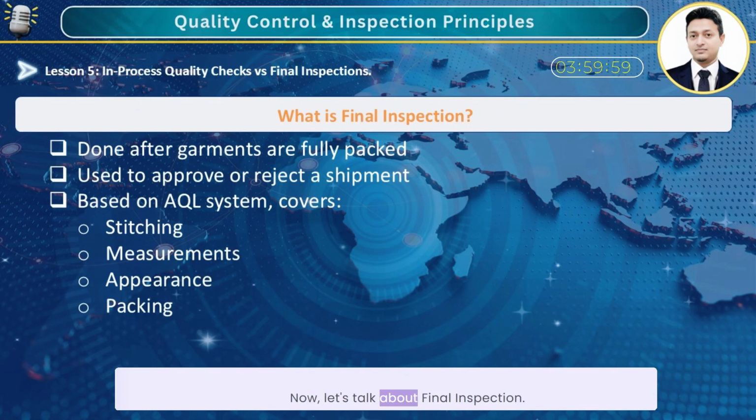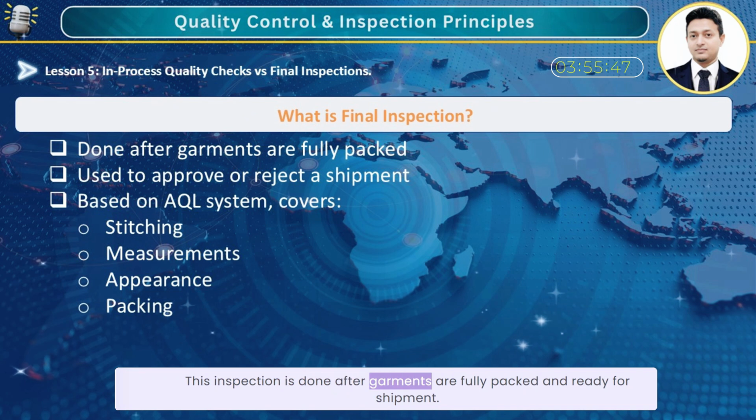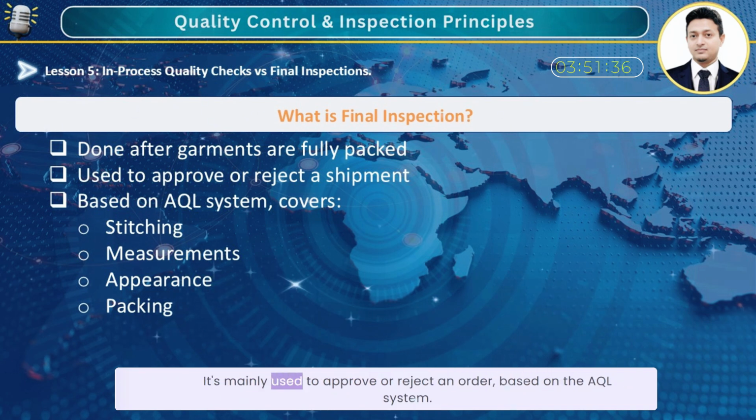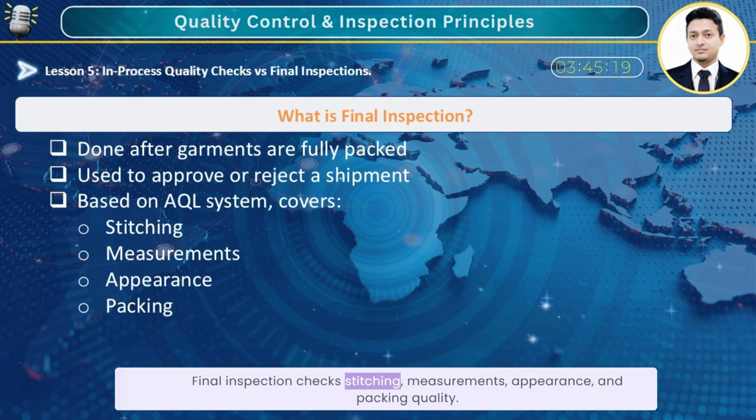Now, let's talk about final inspection. This inspection is done after garments are fully packed and ready for shipment. It's mainly used to approve or reject an order based on the AQL system. Final inspection checks stitching, measurements, appearance, and packing quality.